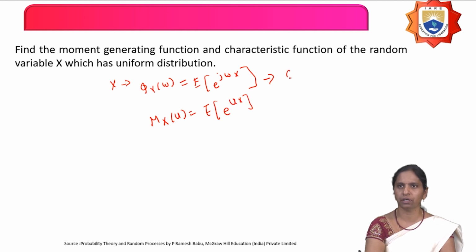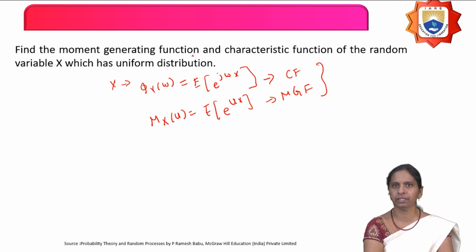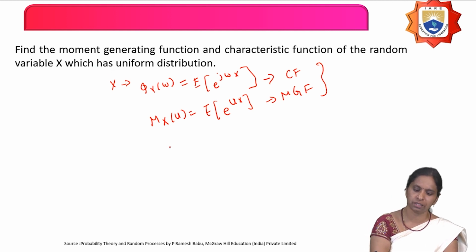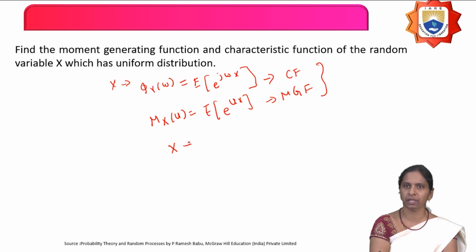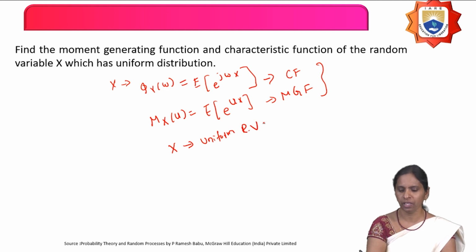So this is called the characteristic function, and this is called the moment generating function. Moreover, what is given here? We have to calculate the moment generating function and characteristic function of the random variable x which has uniform distribution. It means the type of random variable given is a uniform random variable, which is a standard continuous random variable.